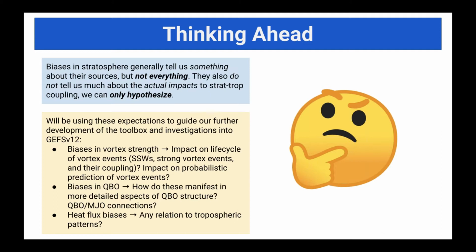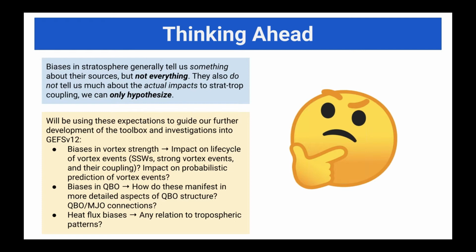So these figures that I've shown basically give the overview of the results that we have now, but we're still in the process of fleshing out the toolbox. And so while the results tell us quite a bit about the GEFS v12 stratospheric biases, they can only really provide us with some expectations about how these biases may impact strat-trope coupling processes and predictability.